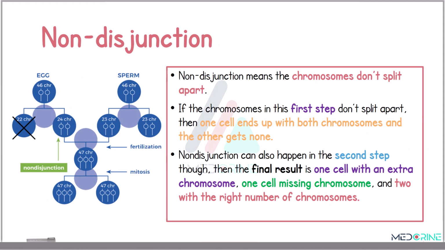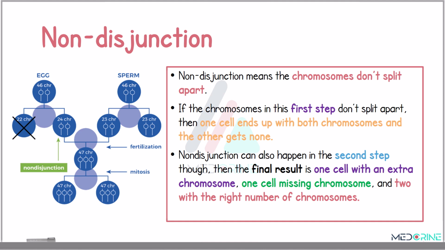A non-disjunction means that chromosomes do not split apart. If the chromosomes in this first step don't split apart, then one cell ends up with both chromosomes and another cell gets none. Then the final result is we have 2 cells with an extra chromosome and 2 cells with a missing chromosome.